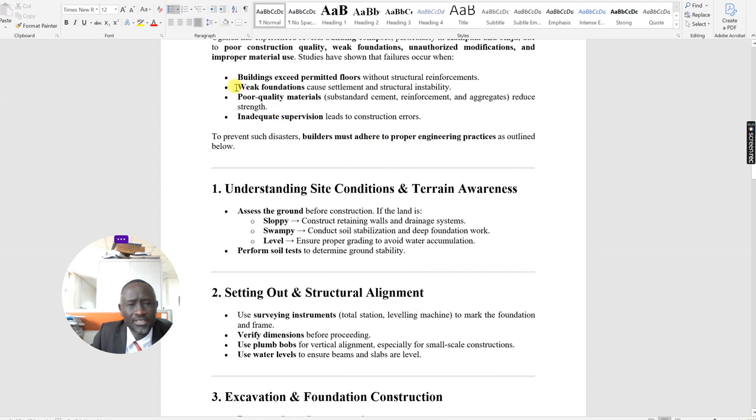Now, before I go to the highlights, when they talk of weak foundations, which cause settlement and structural instability, there are 2 things. Weak foundation can arise from poor design. The sizing and the reinforcement could be an error from design. But also during construction, you may find the excavation did not reach firm ground. And if it doesn't reach firm ground and you're still on weak soil, then as weight continues, you're going to experience excessive settlement, which will definitely affect the stability.